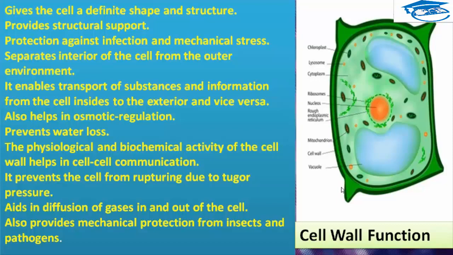These small holes can cause the cell to lose water, and this is when the plant will start to droop. But as soon as the plant can get a drink, it will bounce right back to its proper shape. So that's the main function, that it provides a definite shape and structure to the cell. And it also provides mechanical protection from insects and pathogens.